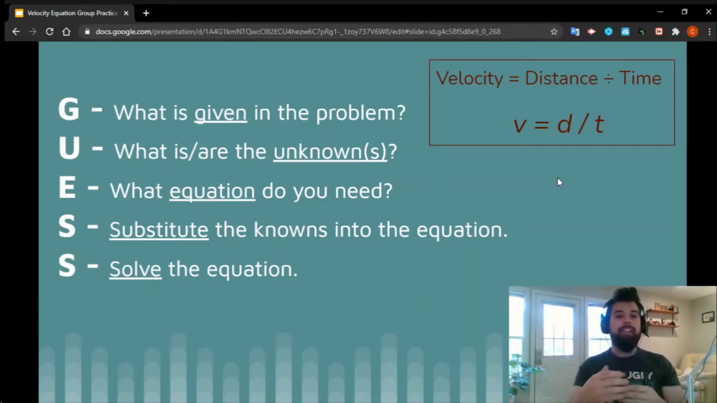Our first S stands for substitute the known values into the equation. Essentially, just taking the things that you were given in the problem and plugging them into the equation that you chose. Then once you have all of those values in there and you're working with actual numbers, you just need to solve the equation, the same way you would in math, except instead of solving for x, you're solving for distance or time or velocity. Okay, so let's look at some example problems and put this method to use, and then we'll come back to that question of if we are going to have to pay that speeding ticket or not.